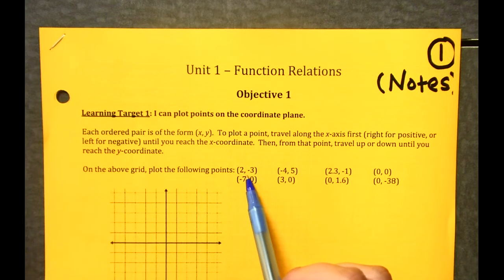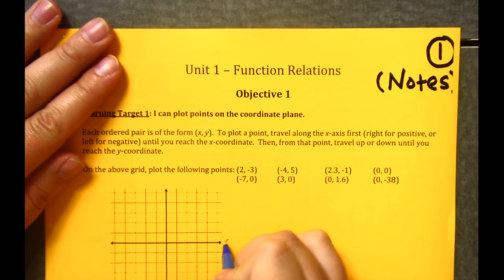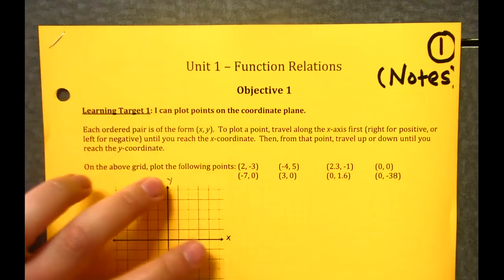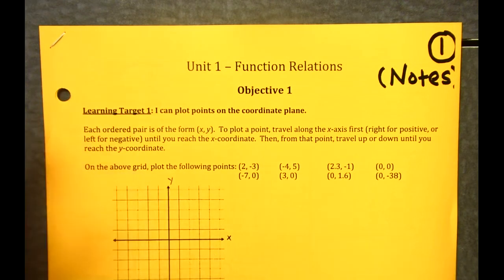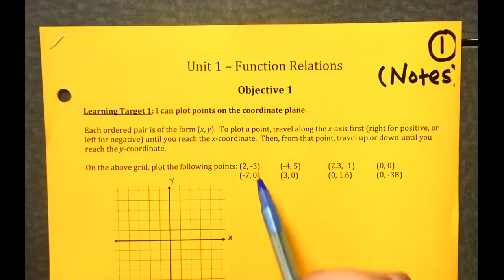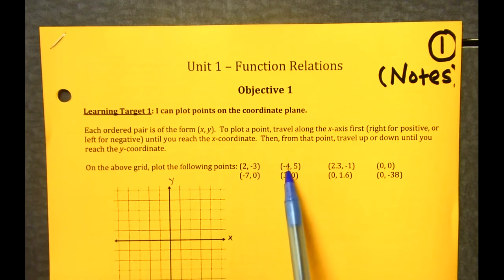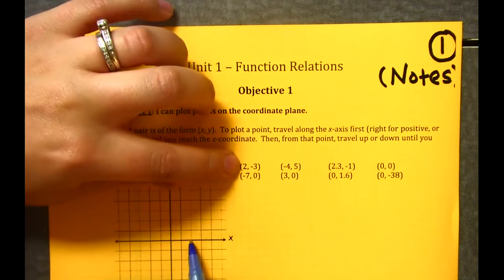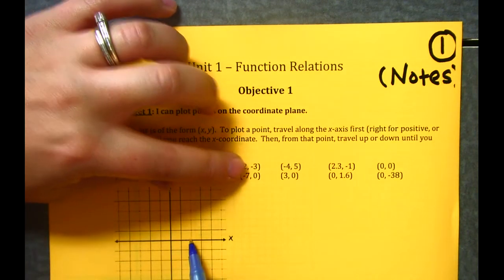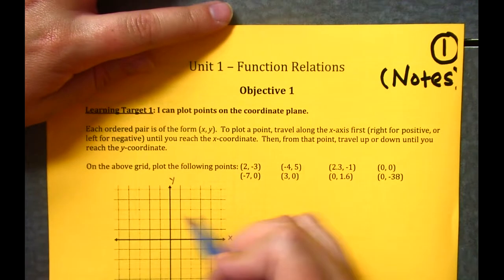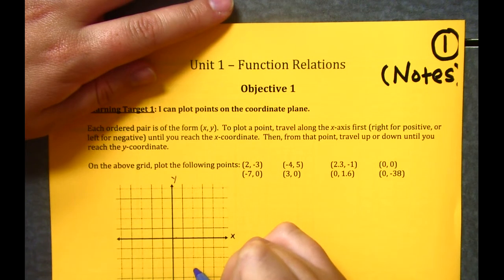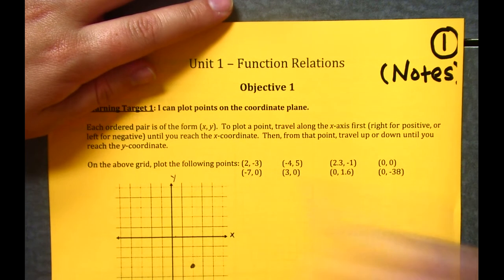So the first point is (2, -3). This is my x-axis. This is my y-axis. So make sure that you write these numbers on yours. Now to do this, we first need to look at all of these, and it says (2, -3). So I'm going to go over 2 because it's a positive 2, and then I'm going to go down 3 because it's a negative 3. So because my x-coordinate was 2, I move 2 to the right, then I go down 3, and I put a dot. So there's that point.